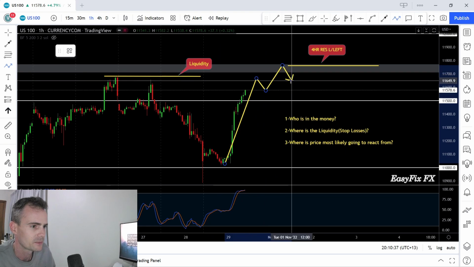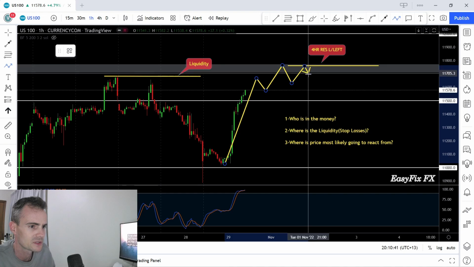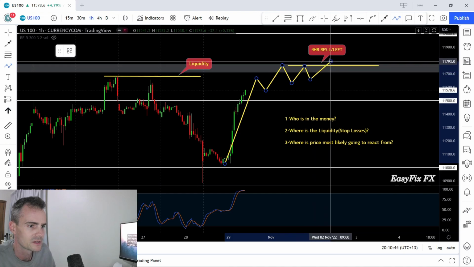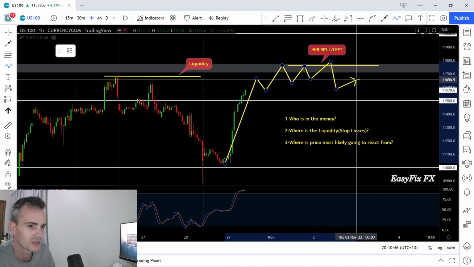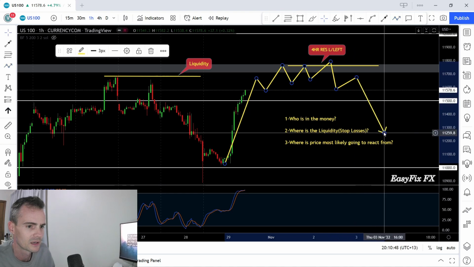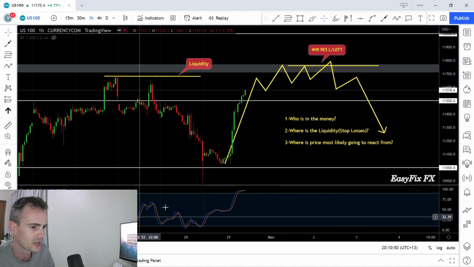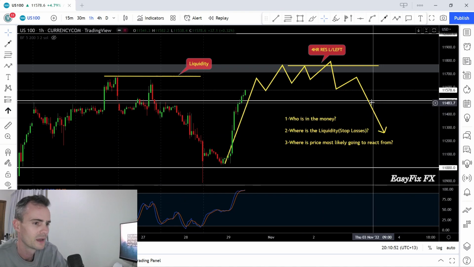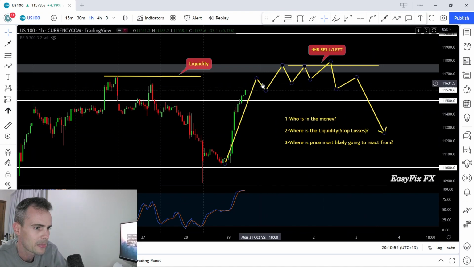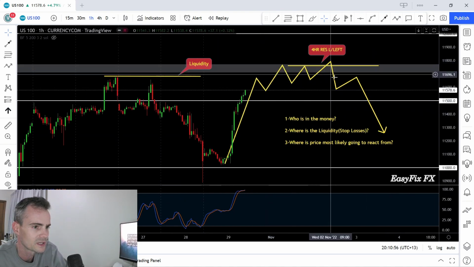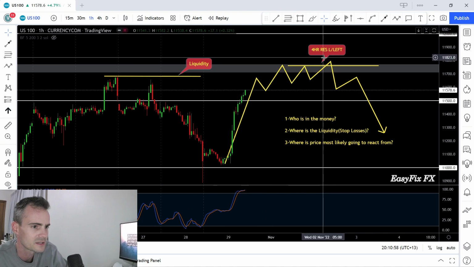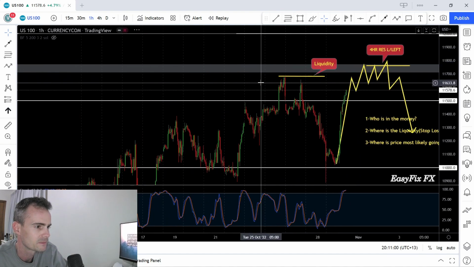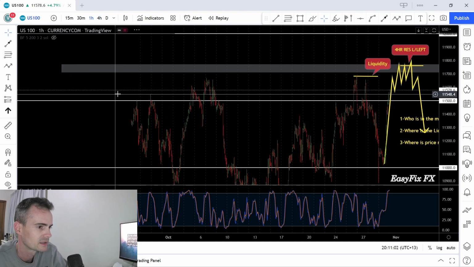Okay, then we're going to get some reaction from that, and we're most likely going to get either a double top at this point or a triple top before the market continues lower. So basically I'm looking at the scenario where price is going to take out this liquidity and react to this 4-hour resistance, or this previous zone over here.